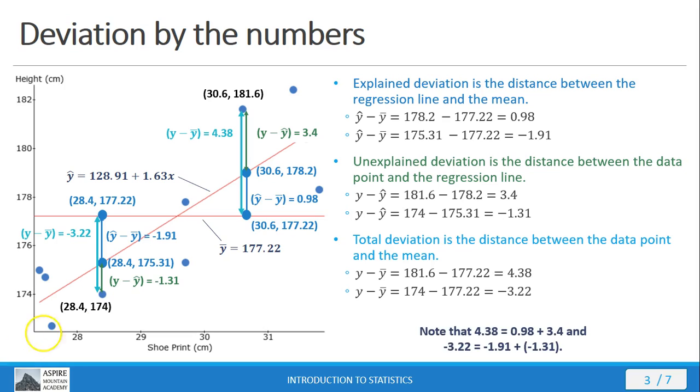Notice that we don't necessarily have to take this y-coordinate here and this y-coordinate here and then subtract them out like we're doing here. We could actually just have taken the negative 1.91 and subtract 1.31, and that gives us the negative 3.22. Similarly, 0.98 plus 3.4 gives us 4.38. So there are different ways to go about calculating it, but in the end, it's the same sort of concept.